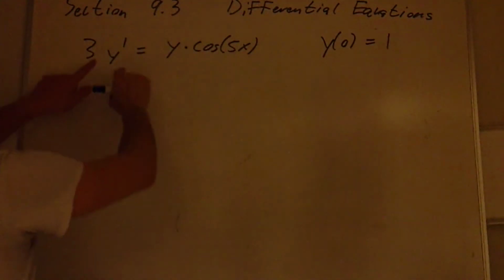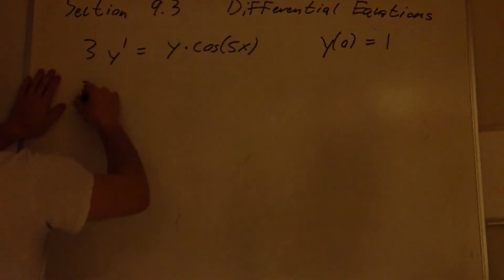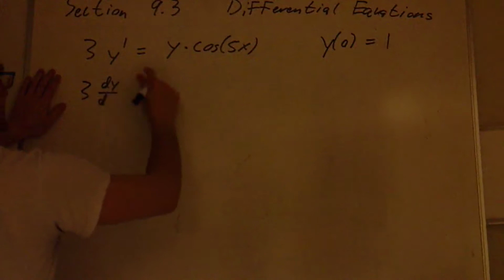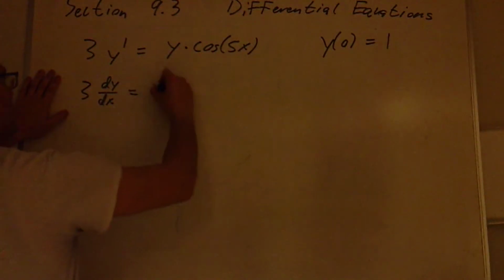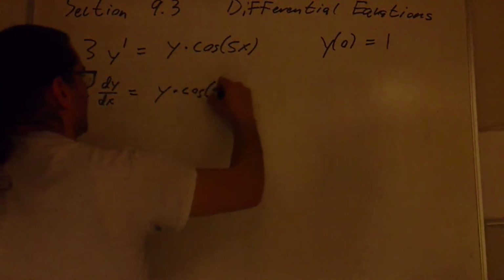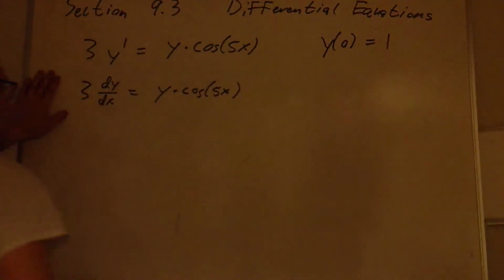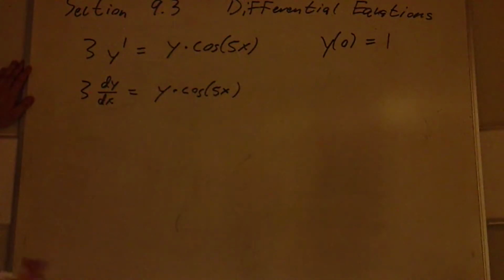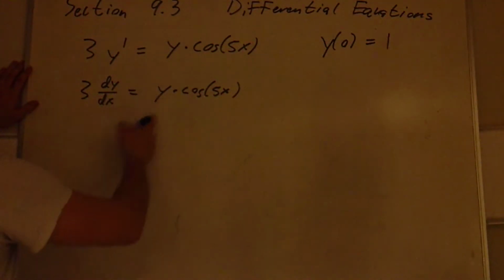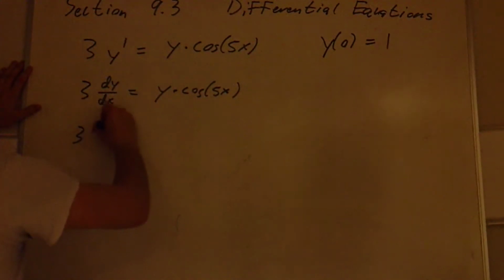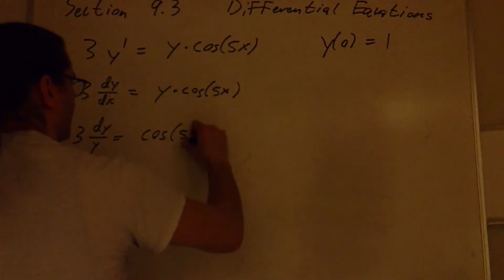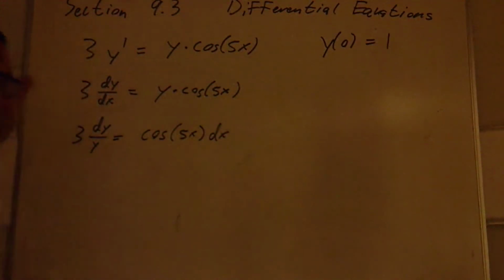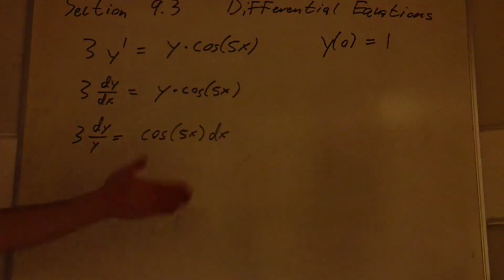So, as always, I start by transforming this y prime into a dy dx, since my independent variable is x. So 3 dy dx equals y times cosine of 5x. Now I need to separate these into y's and x's. So I'll put the y down here: 3 dy over y equals, I'll put the dx over here, cosine of 5x dx. Now this is completely separated. All my y's are on the left, all my x's are on the right.